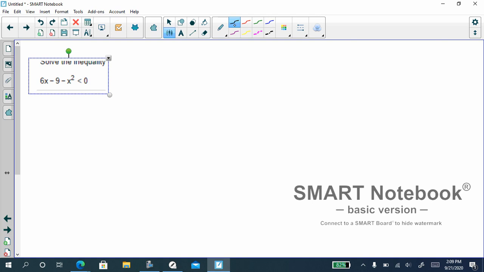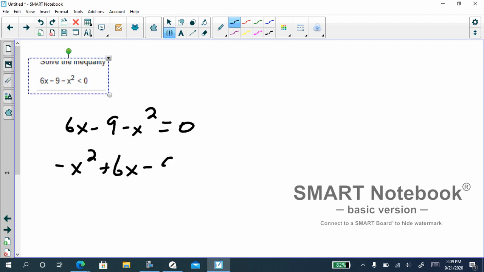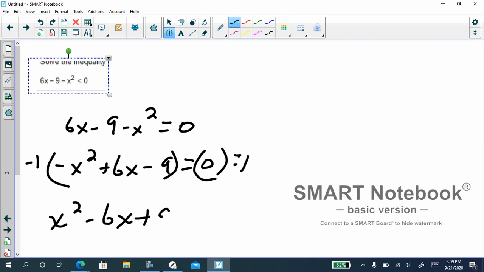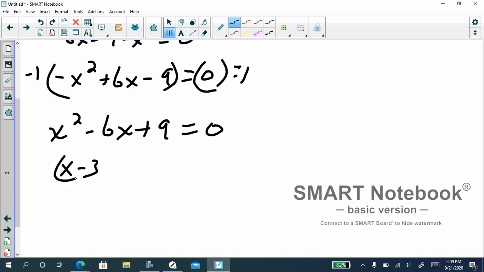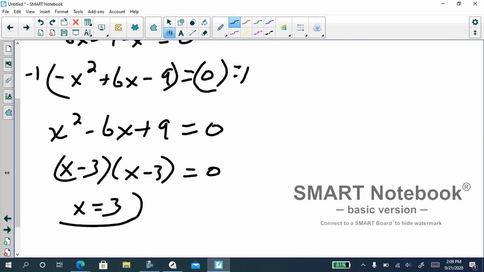Now if we try this one, let's change this to an equation. If we rearrange this, we would have -x² plus 6x minus 9 equals 0. If we multiply both sides by -1, we would get x² minus 6x plus 9 equals 0. That factors to x minus 3 times x minus 3. If we set each factor equal to 0, we get x equals 3 as a repeated 0. So we get x equals 3 two different times.